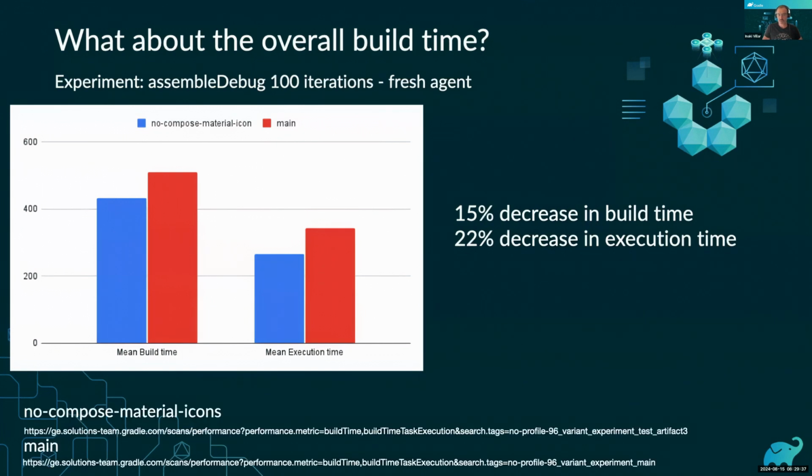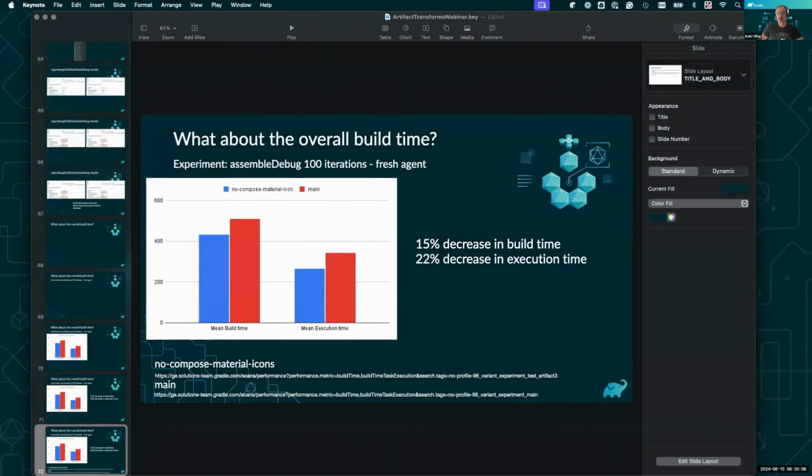You have the results of the experiment here. Of course, this was just an experimentation on the transforms, analyzing the data thanks to the build scans, on a fresh agent. But it was quite interesting to see how a single dependency could affect at least 15% of the overall build time. And with that, thank you. I'm going to go to Nelson again.